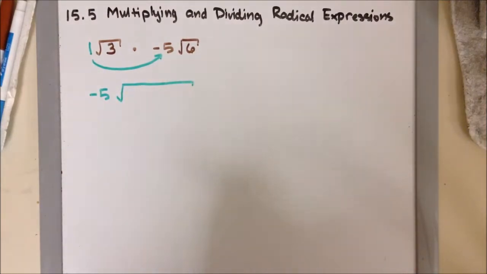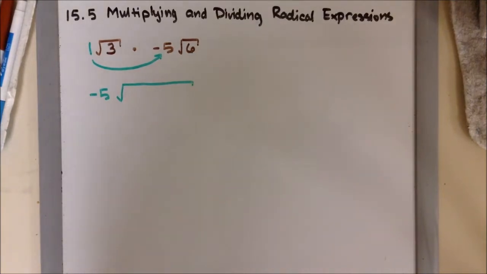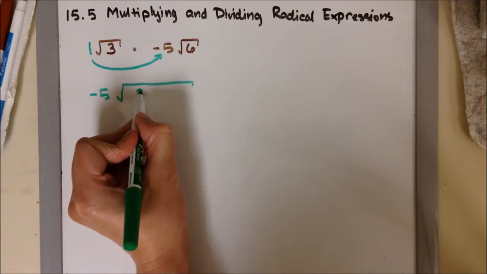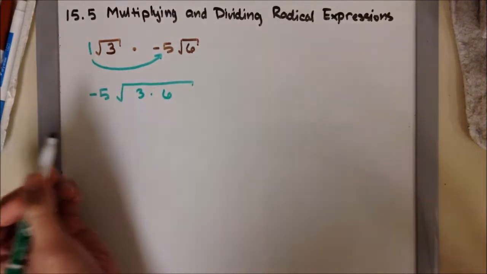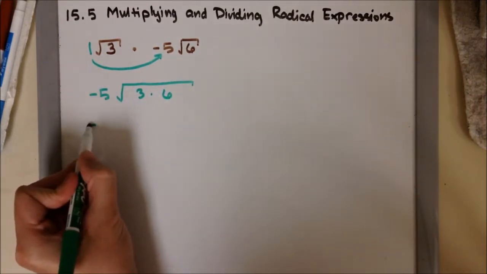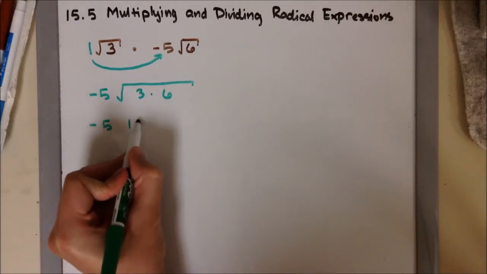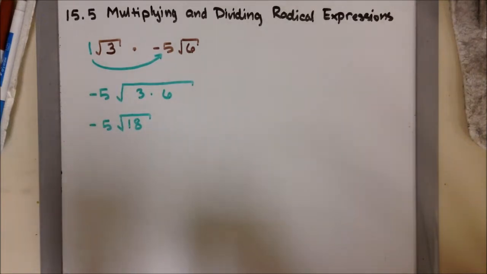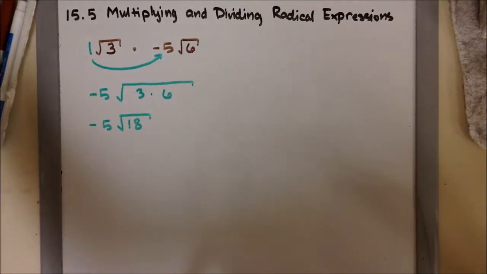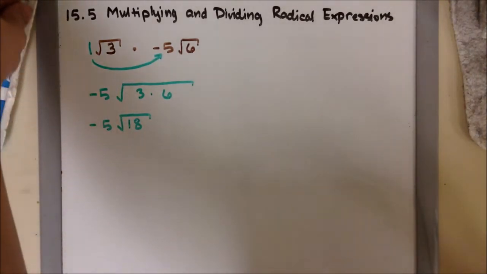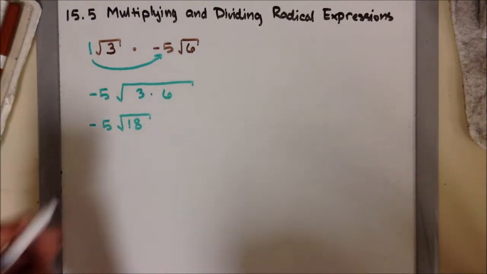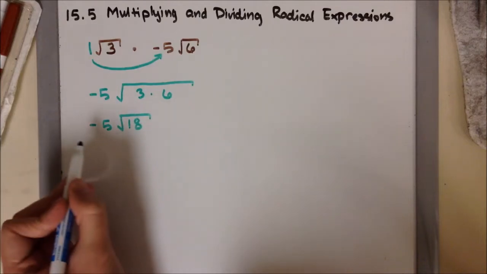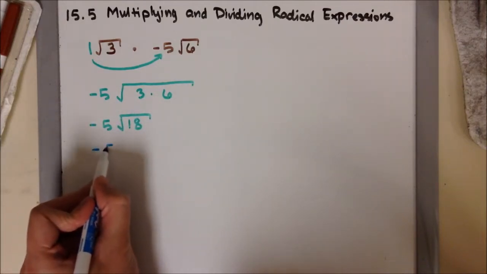Now here, when I'm multiplying, I'm just going to group the inside part. So I'm going to group the 3 and the 6. I'm going to write 3 times 6. When you multiply, it's going to be negative 5 square root of 18. Alright, next is you're going to simplify the square root of 18. Always check if you can simplify the number that is inside the radical. So we're still going to have the negative 5 outside.